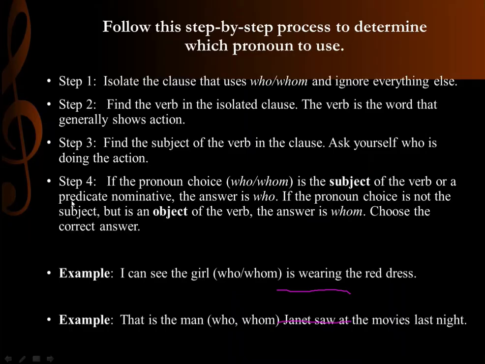If you follow these 4 steps, you will not make a mistake. It gets very, very simple. So the first step says isolate the clause that uses who or whom and ignore everything else. All right, so come down here. The clause is always going to begin with who or whom. Remember that part so you'll know where to start it. Let's put brackets around it. Who or whom is wearing the red dress? And it says ignore everything else. So scratch this out. It's non-existent now. We're going to ignore it. So don't even think about it.